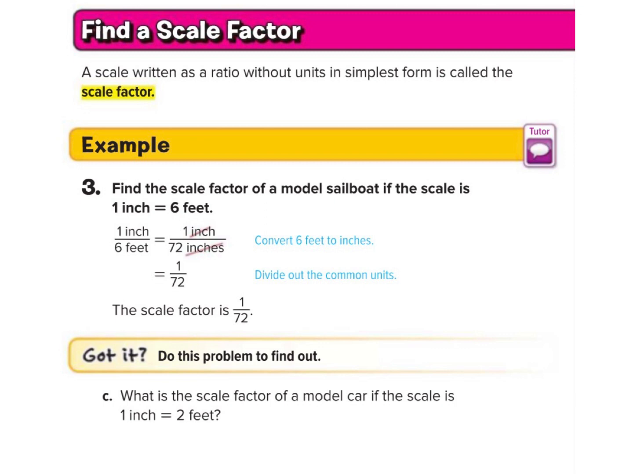Now, we want to do this problem to figure out if we have it down. So what is the scale factor of a model car if the scale is 1 inch equals 2 feet? So we want to start by writing 1 inch over 2 feet. And then again, when we're converting feet to inches, 2 times 12 would be 24 inches. That would cancel. You would be left with 1/24 is our scale factor.